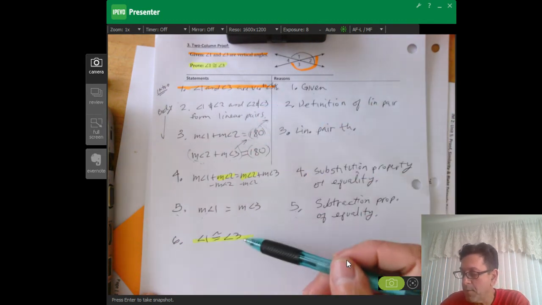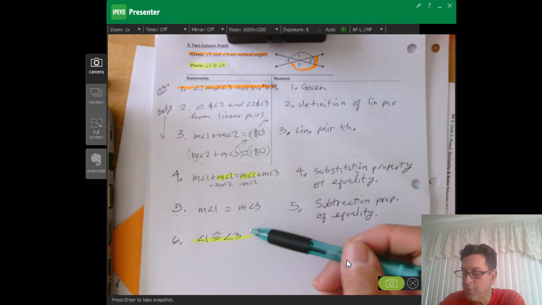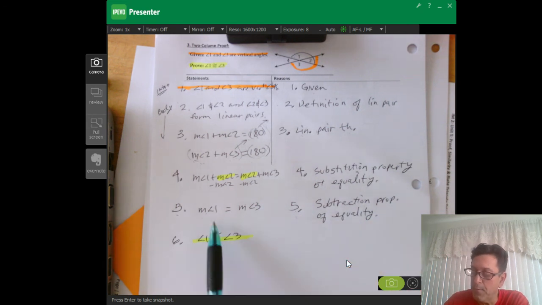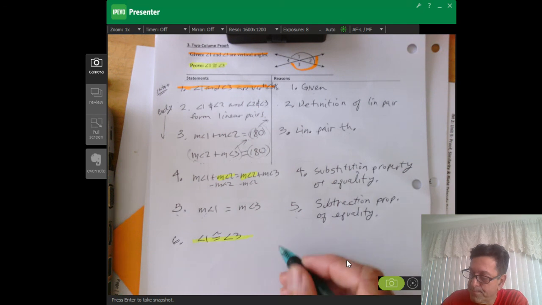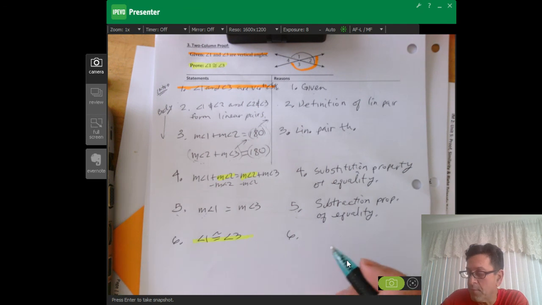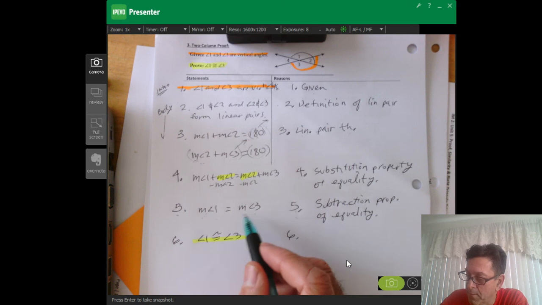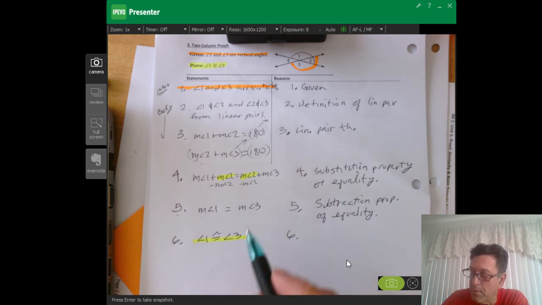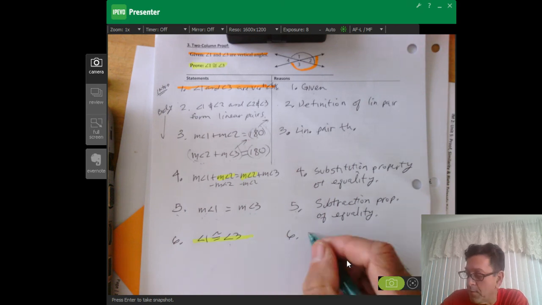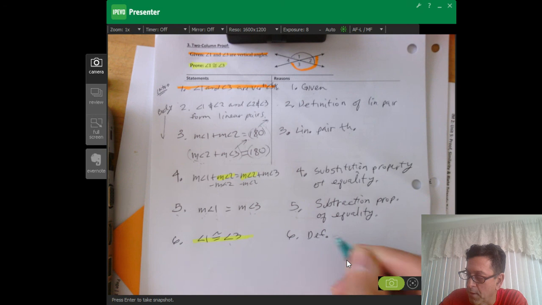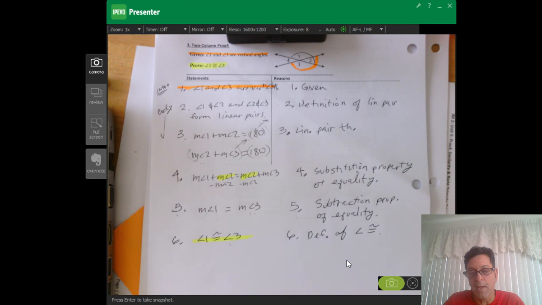Now, based on everything we've done, the step just before the proof statement was saying that the measure of angle 1 is the same as the measure of angle 3. Well, that's the definition of congruence. So when the measures of two angles are equal to each other, that means they're congruent. So I'm going to put a definition, and I'll abbreviate it, of angle congruence. And that's the end of the proof.